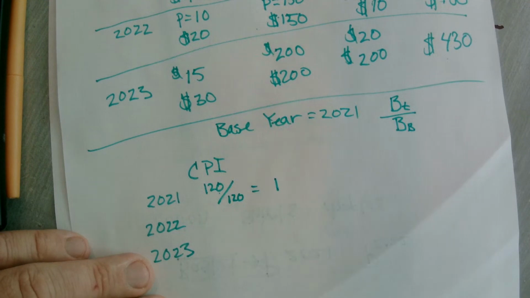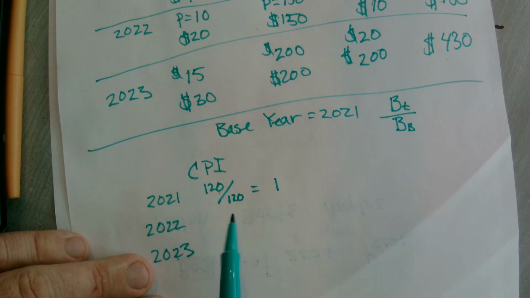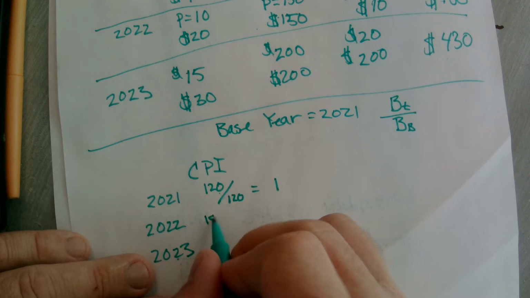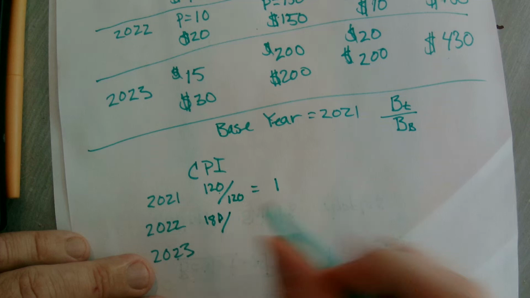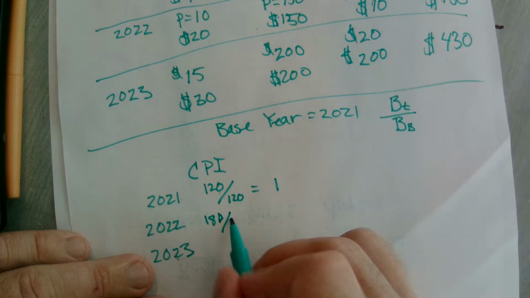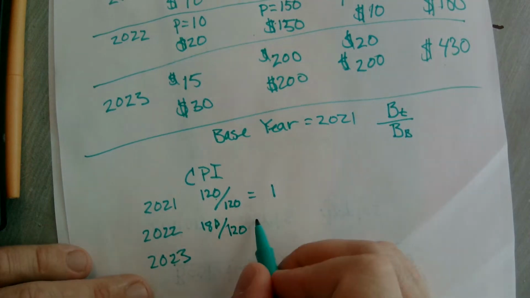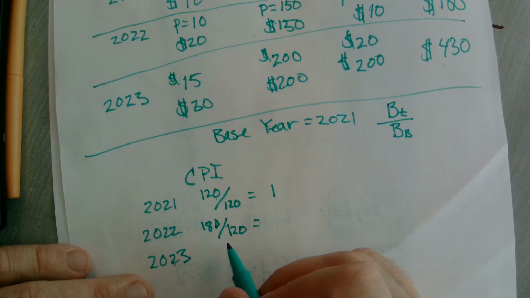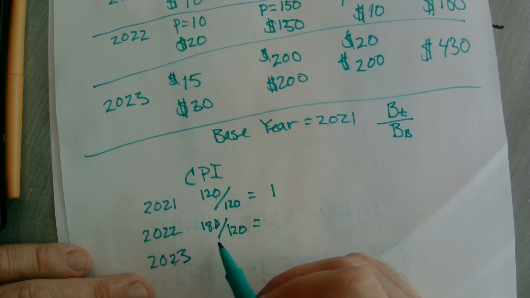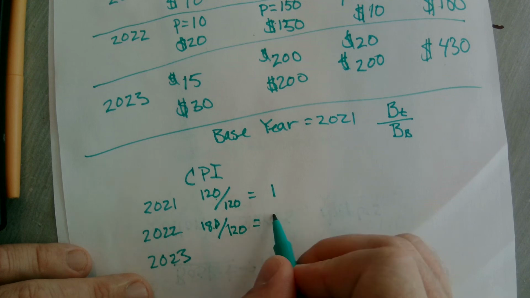We can also always tell what the base year is by looking at the price index and looking at what year it's equal to 1. That's another way to find out. Okay, let's look at 2022. It'll be the price of the basket in 2022, that's 180, divided by the price of the basket in the base year, which is 120. And so what do we end up with? That's 3 halves. If we go by 6, divide by 6, forget the zeros, you'll end up with 3 over 2. That's equal to 1.5.